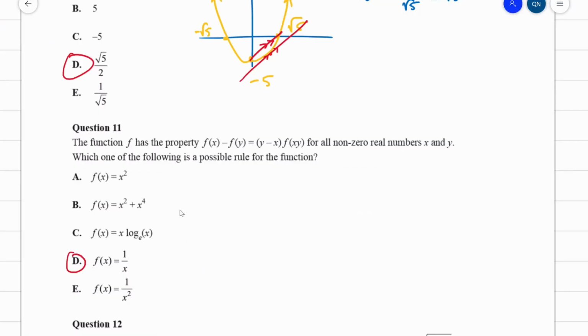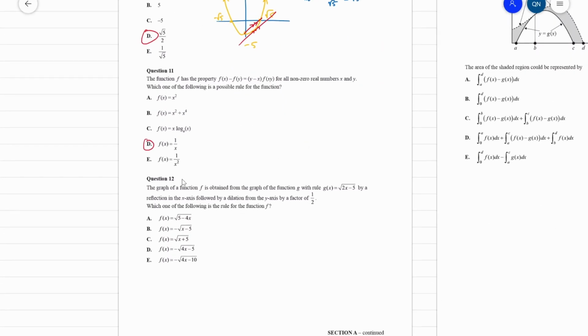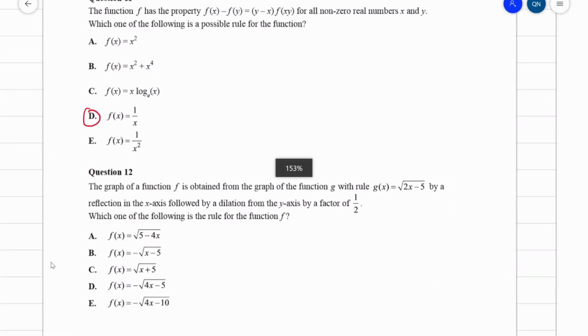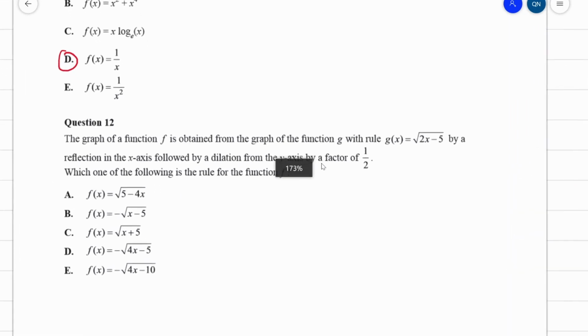So for these sorts of questions, well, you're not going to see them anymore, I believe, but it's just trial and error. Question 12, the graph of a function f is obtained from the graph of a function g with this particular rule by a reflection in the x-axis followed by dilation from the y-axis by a factor of a half. Which one of the following is the rule for the function f?